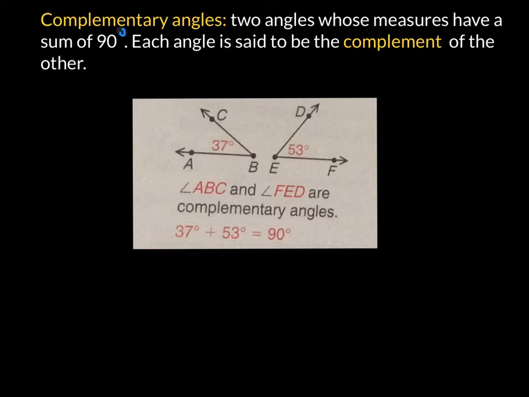Here we have an example of that. We have angle ABC, and that one is 37 degrees. Then we have angle DEF, or FED, and that one is 53 degrees. When you add those together, they equal 90 degrees, so those are complementary angles.